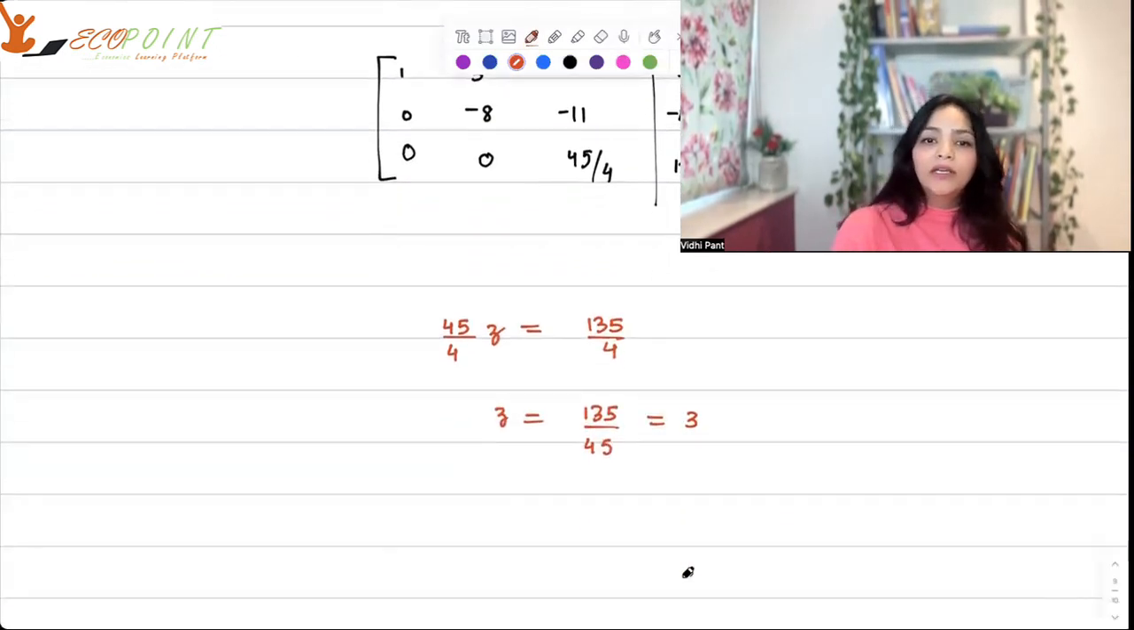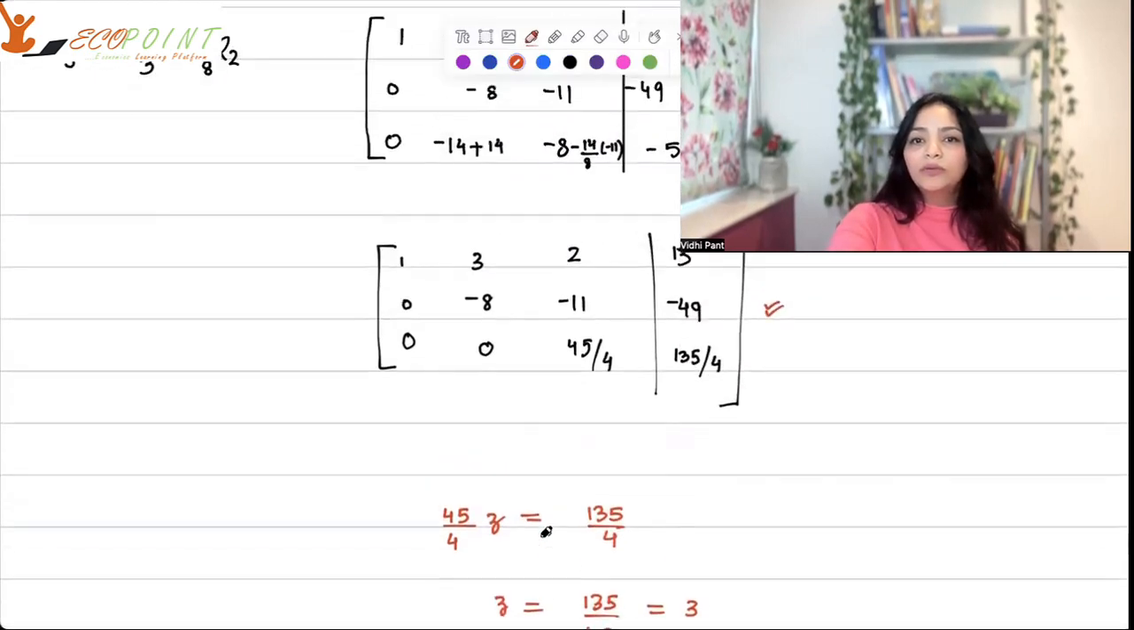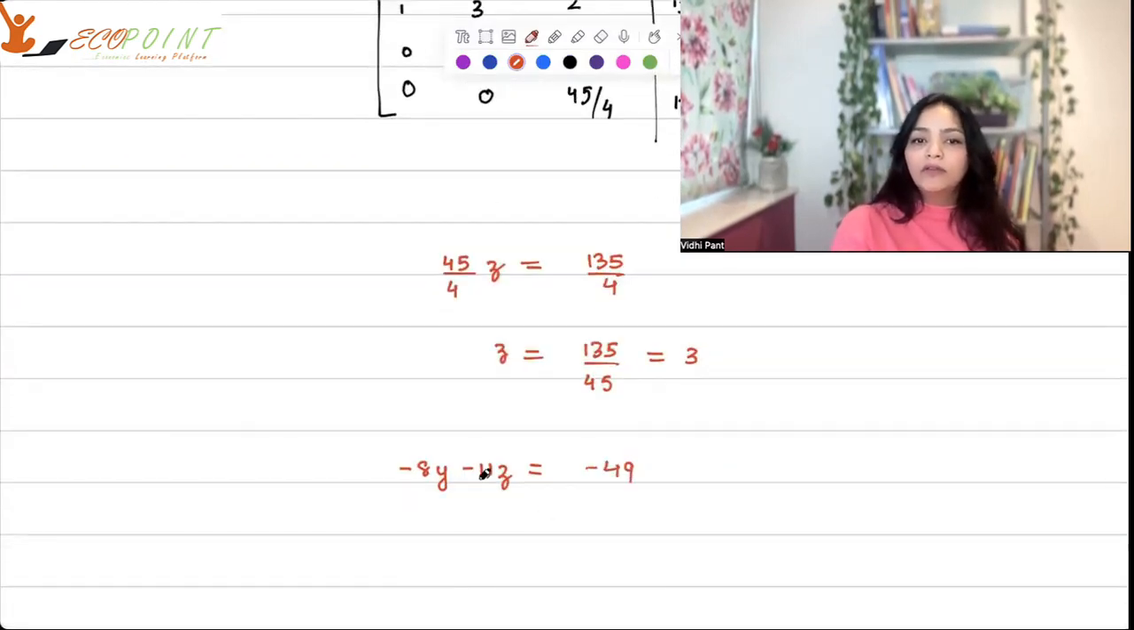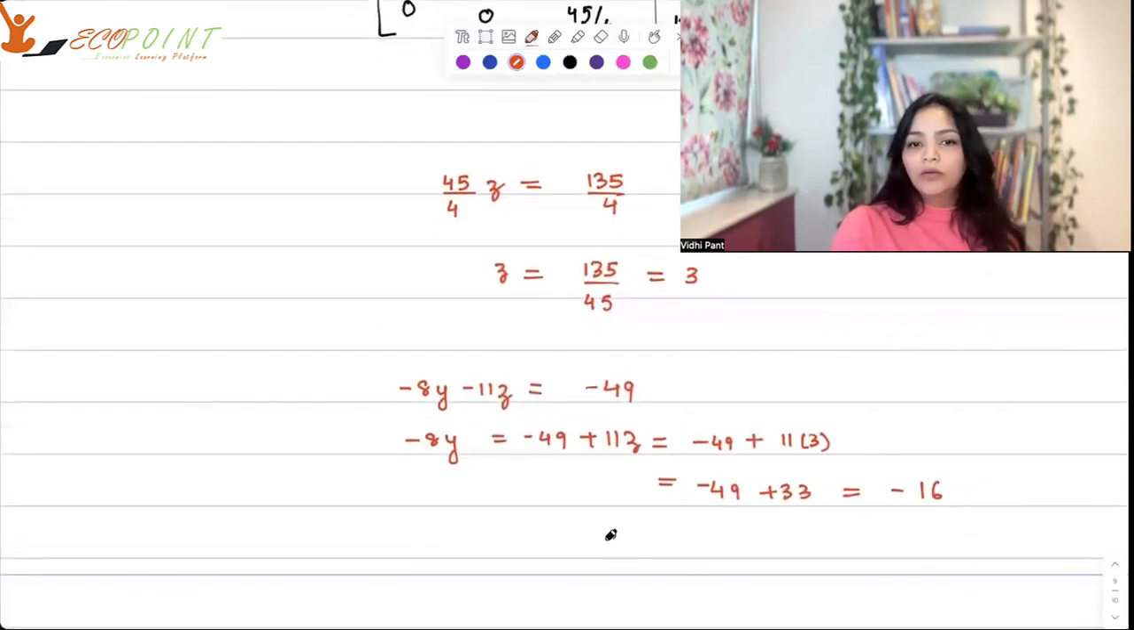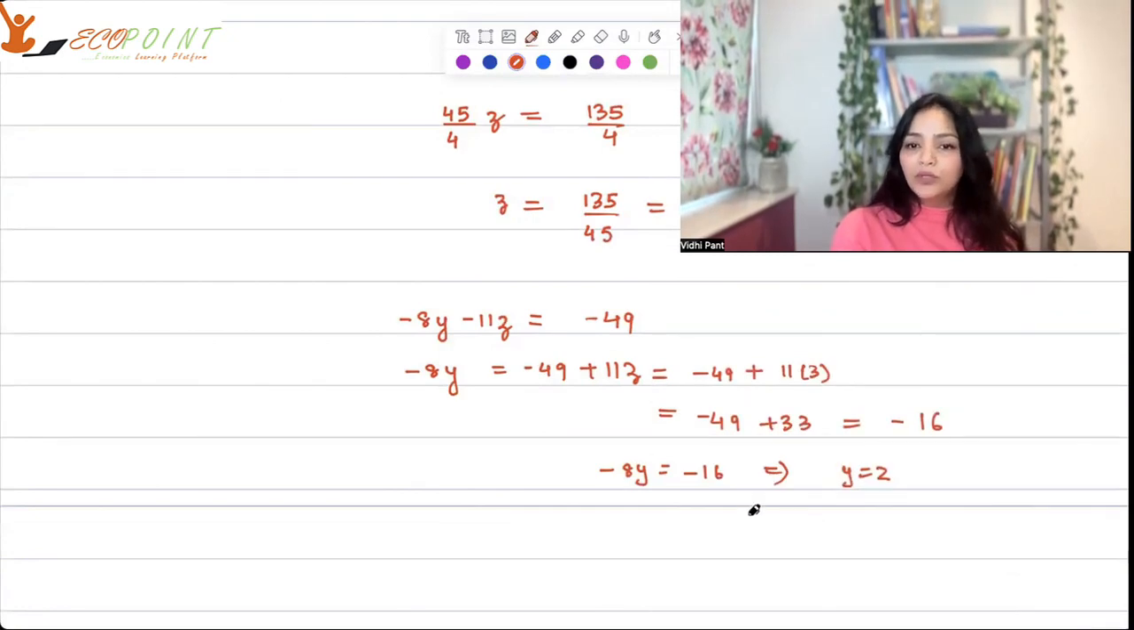Z equals 3. Now, with back substitution, you can get minus 8y minus 11z is equal to minus 49. From the second row, this is what you're getting, right? So minus 8y is equal to minus 49 plus 11z. That means minus 49 plus 11 into 3, that is 33. Minus 49 plus 33 is equal to minus 16, which gives you minus 8y is equal to minus 16, which implies y equals 2.